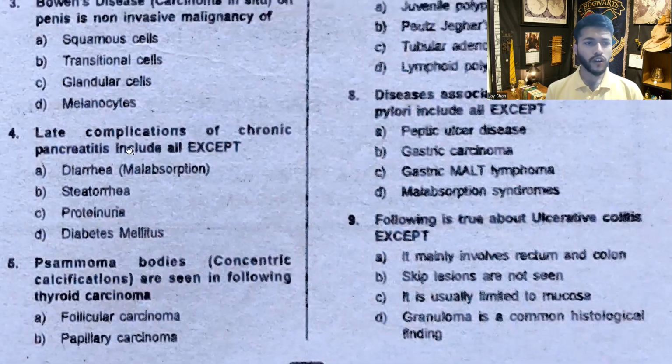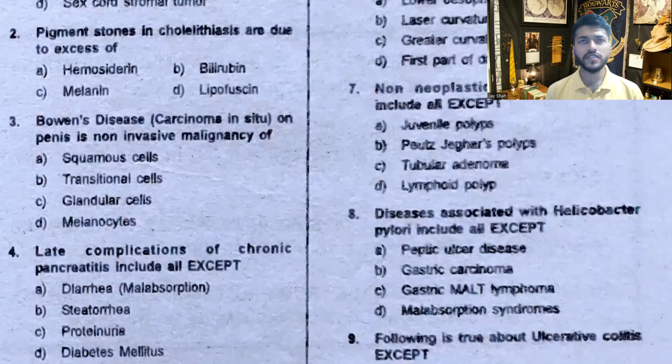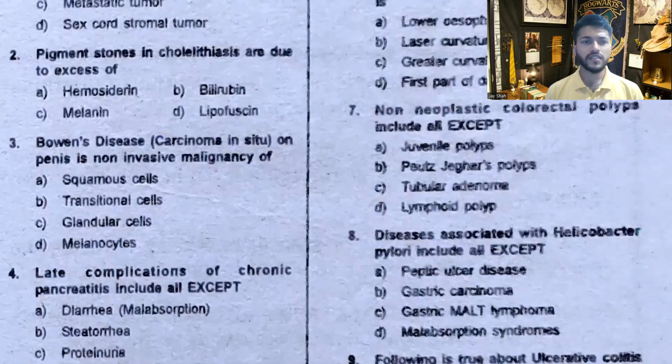Late complications of chronic pancreatitis include all except. Now, due to chronic pancreatitis, what can happen? You will not have trypsin, chymotrypsin. As a result, proteins will not be digested, so you'll have malabsorption. Steatorrhea, yes, because lipases would not be there. You'll have loss of fat. Proteinuria, will protein be seen in urine? No, that was seen in nephrotic and nephritic syndrome, not in pancreatitis. Diabetes mellitus, yes, because the endocrine function is lost. Insulin won't be produced. Bowen's disease, also remember, Bowen's disease is squamous carcinoma in situ. So the answer is squamous cells.